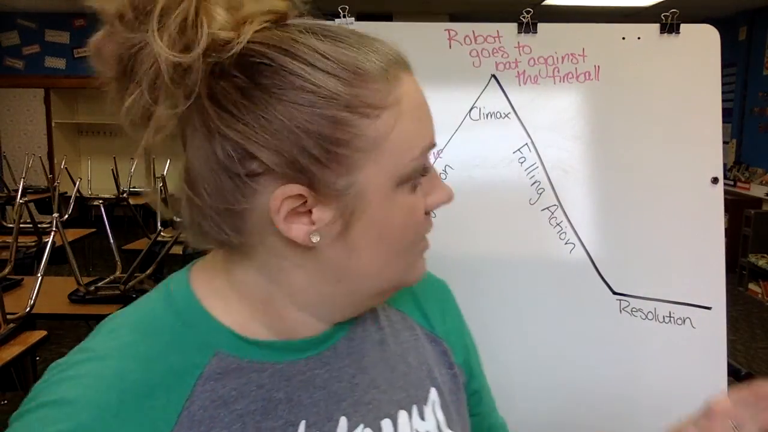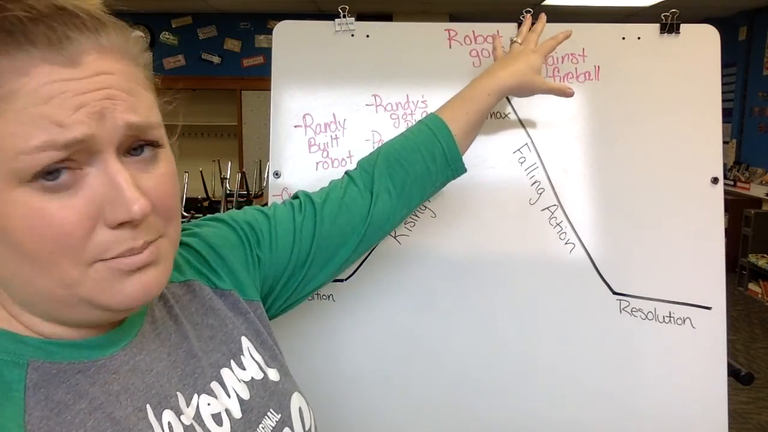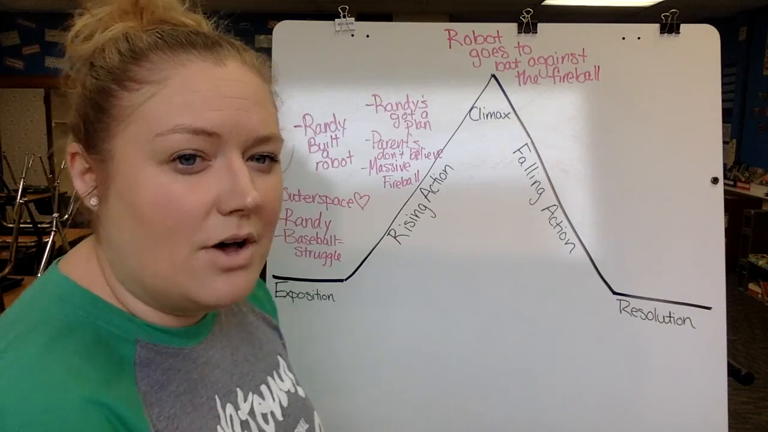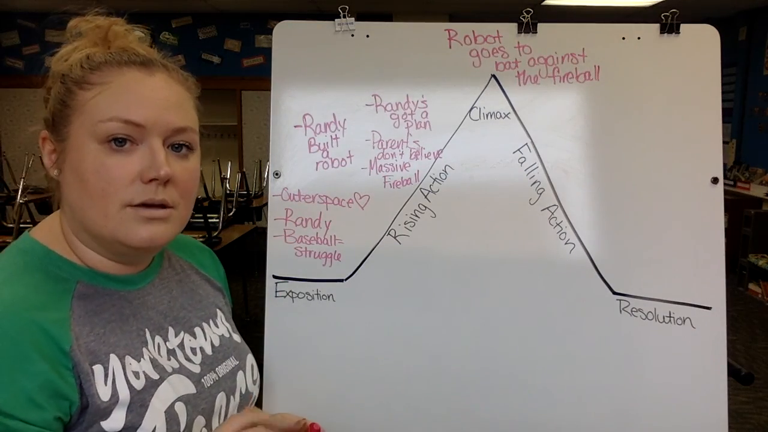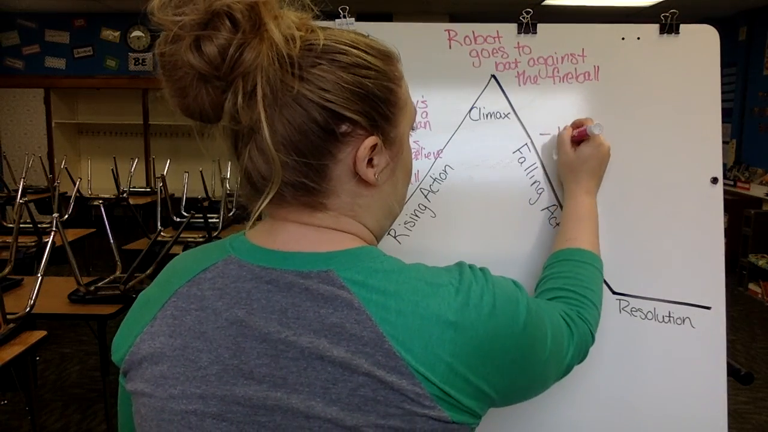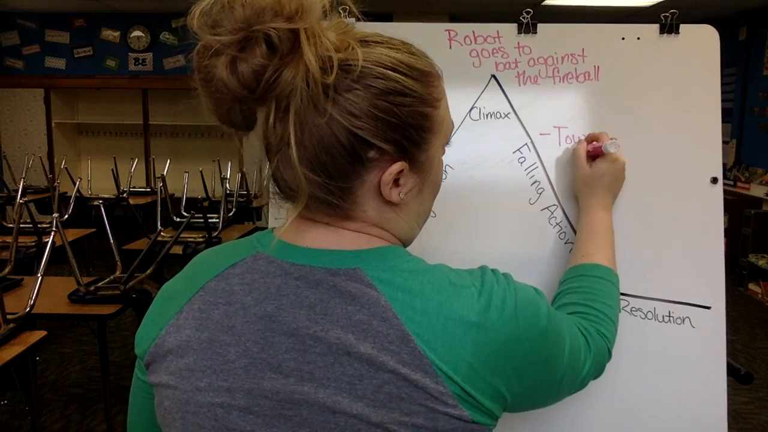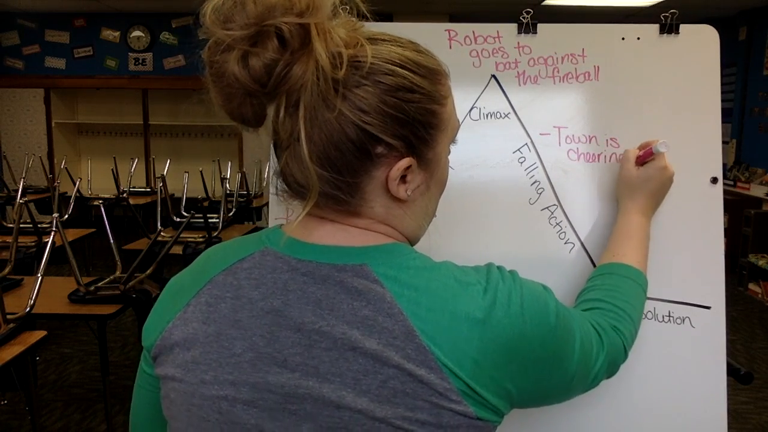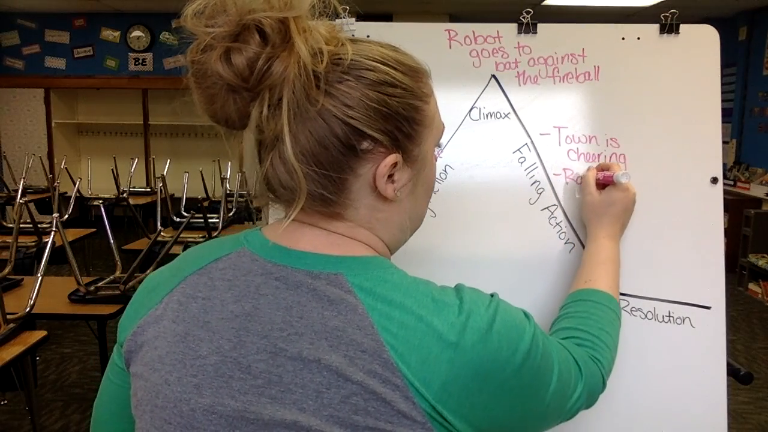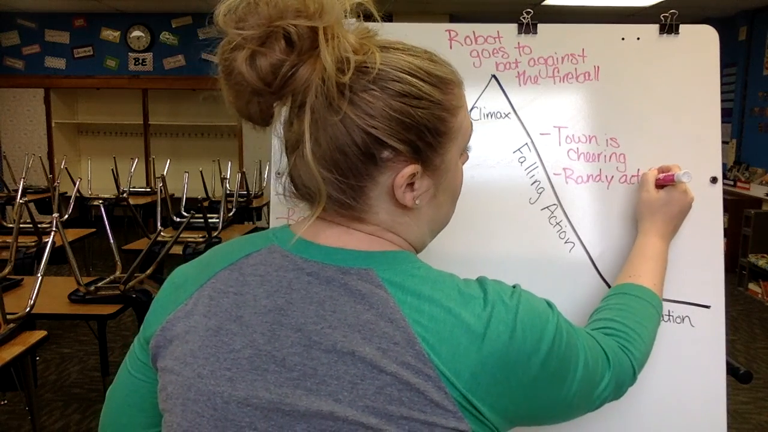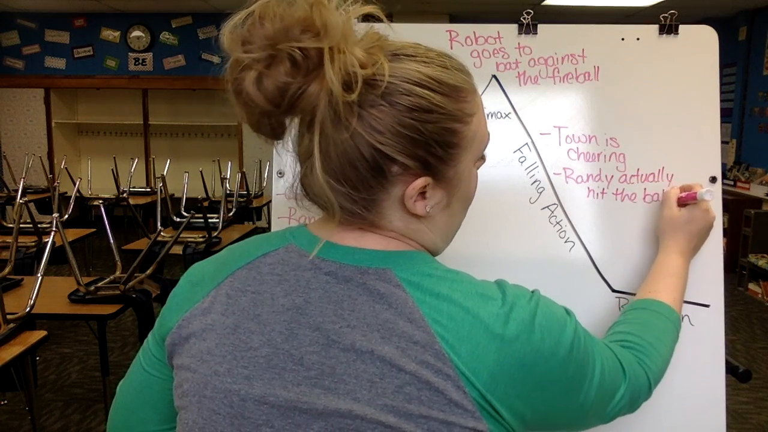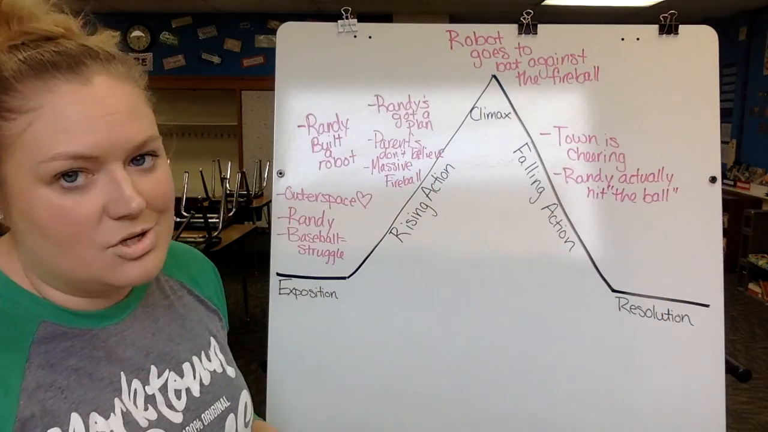So I feel like there's some falling action here. We've kind of gotten to the big point of the story. What's going to happen from here? What maybe might we add in that falling action part? What do you think? Kylan, what do you think? Yeah, that everybody in the town is excited. The town is cheering. And that Randy actually hit the ball. And I'm going to put the ball in quotes because we're not talking about just a baseball here, right?